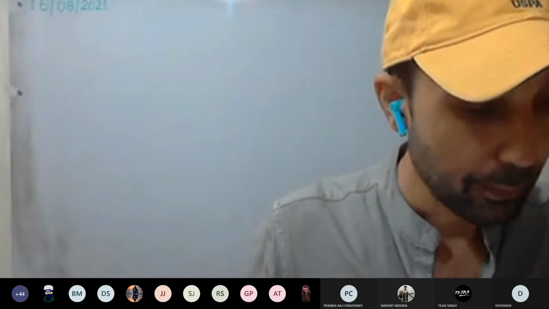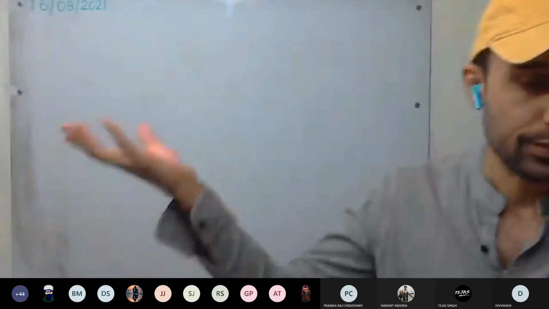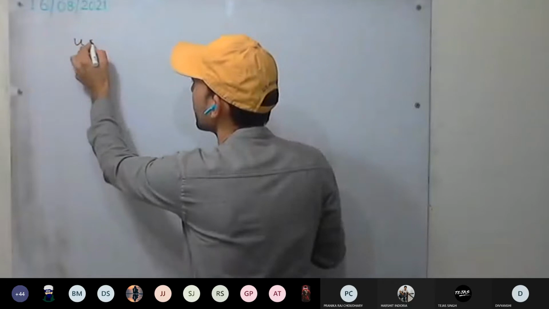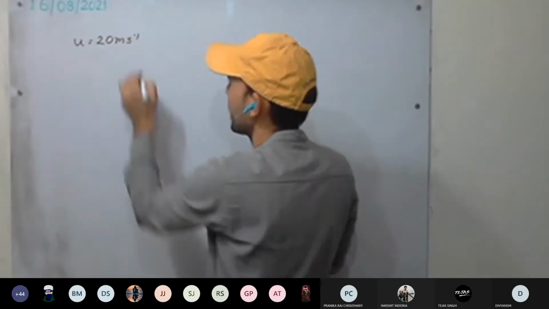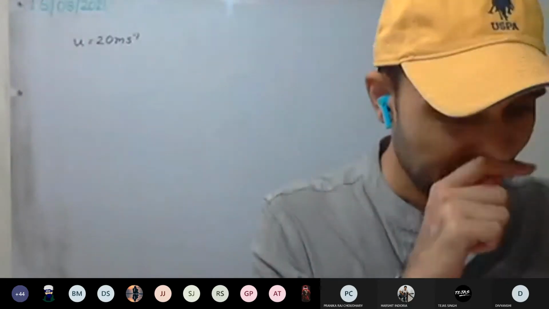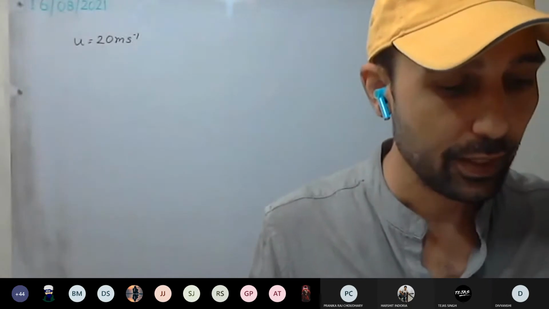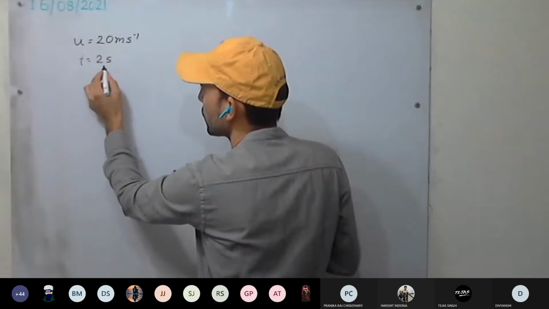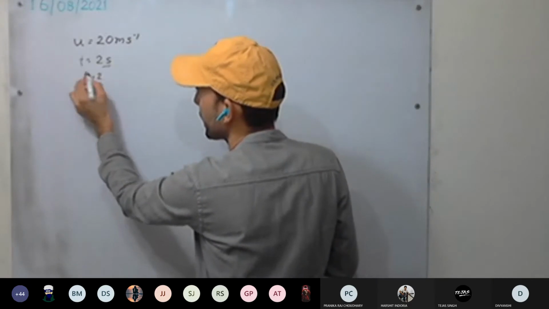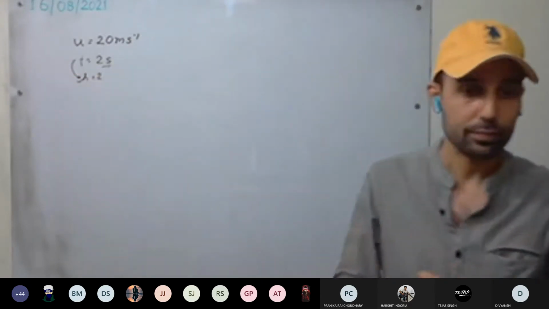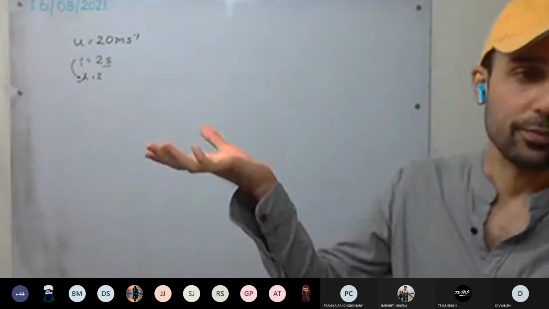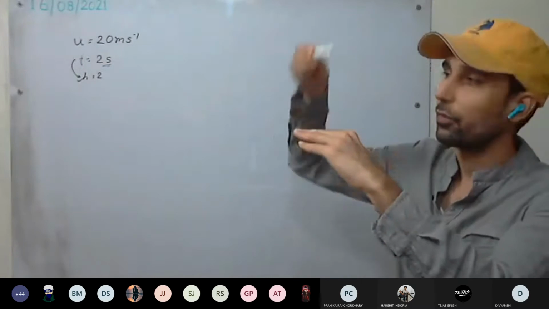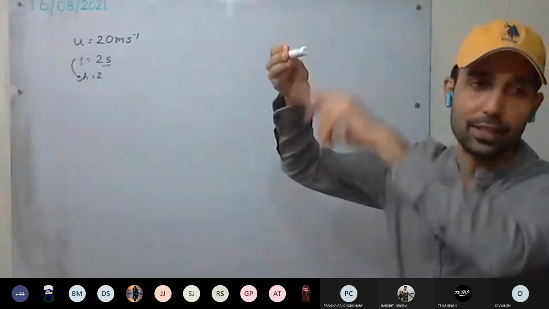Fourteenth question. A pebble is thrown vertically upward with a speed of 20 meter per second. It means u is given, 20 meter per second. What more is given? How high will it be after 2 seconds? t equal to 2 seconds. So after 2 seconds, what will be the height? We are throwing a stone or pebble upward. So after 1 second, after 2 seconds, how much height has it reached? That we have to calculate.